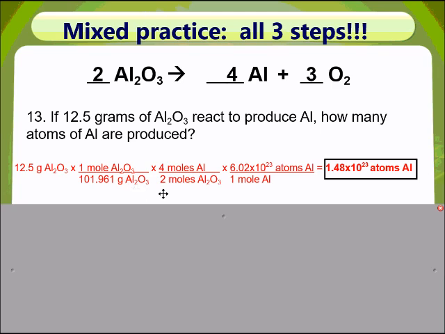That's step 1. Step 2, which we always need step 2, convert the given, moles of aluminum oxide, to the unknown, moles of aluminum. We filled in the numbers from the equation up here. Finally, they wanted to know how many atoms of aluminum were produced. So we do need step 3. 1 mole of aluminum has 6.02 times 10 to the 23rd atoms of aluminum. Do the math, your answer comes out to be this.